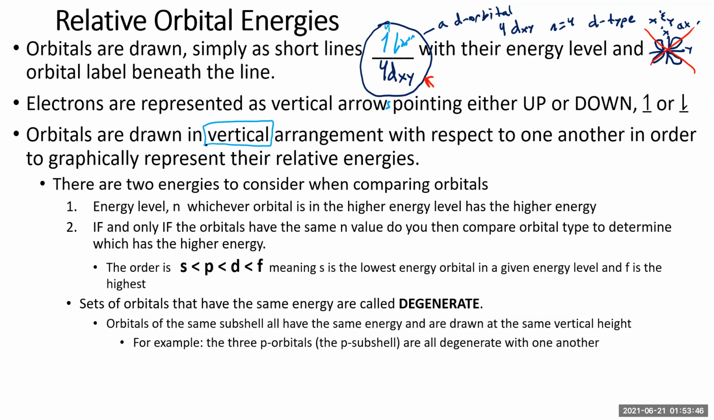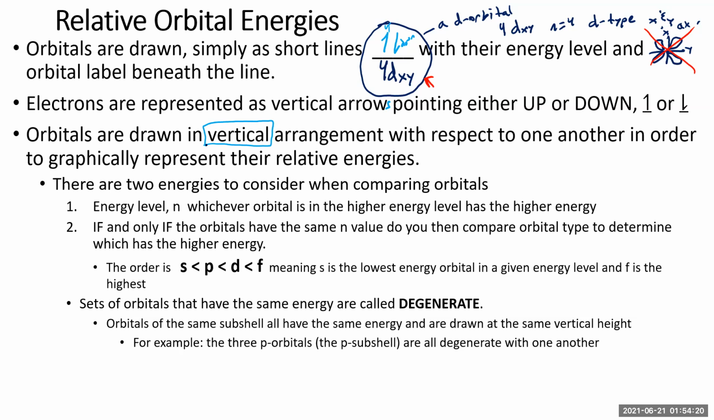There are two energies to consider when comparing orbitals. Luckily, these are totally predictable rules, and they do not really vary for the most part. Number one, the main thing is to compare energy levels. For any orbital, if you're looking at the energy levels, the higher the n value, the higher the energy. It doesn't matter what type of orbitals you're comparing. If you're comparing an s-type orbital to a d-type orbital, and the s-type orbital has a bigger n value, a higher energy level, it's the higher energy orbital.